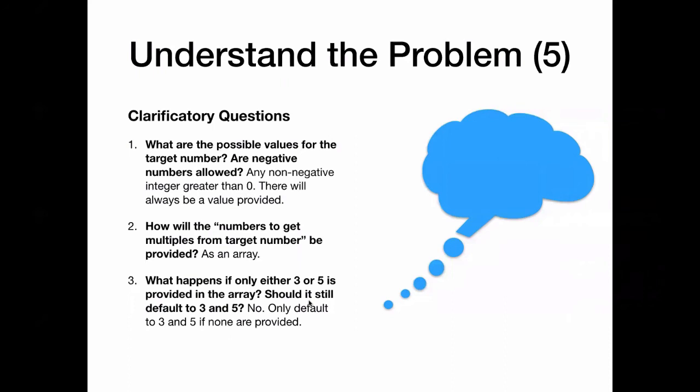So the answer there is it wouldn't default to 3 and 5 because the rule was specific about saying if no arguments are provided or no numbers to get multiples are provided. In this case, if 3 or 5 is provided, something was provided. So we won't default to 3 and 5, and we'll just use what was provided.